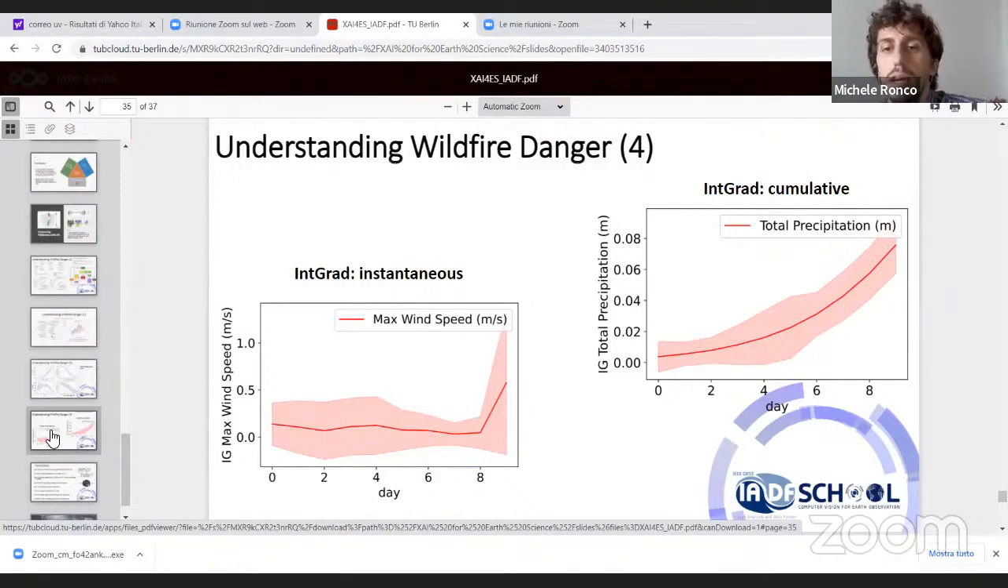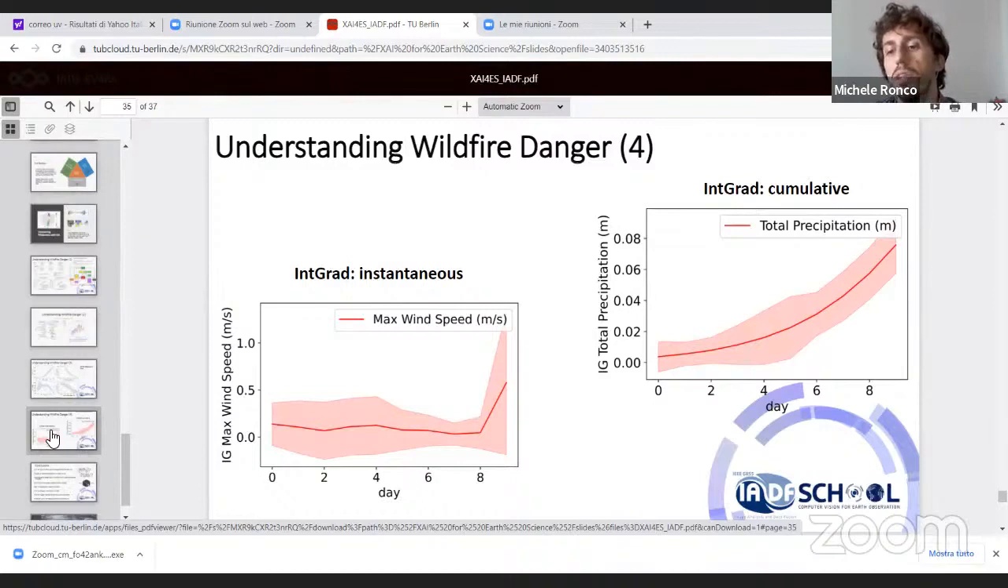We discovered that by looking at the integrated gradients, the average integrated gradients over the whole test set for the different 10 days for different variables. So what we see here, for instance, is the integrated gradients of wind speed over the 10 days time series. And we see that it's more or less always very close to zero until the end, the last day, where it increases typically. And this means that there is a sort of instantaneous activation, that the wind speed is important only the day before or the 2 days before the occurrence of fire, which kind of makes sense because wind speed probably doesn't matter if there was a lot of windy weather many days before the beginning of the fire.